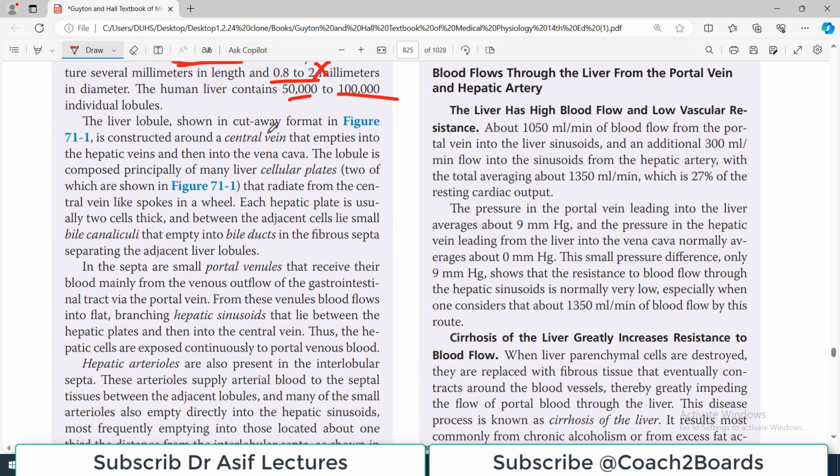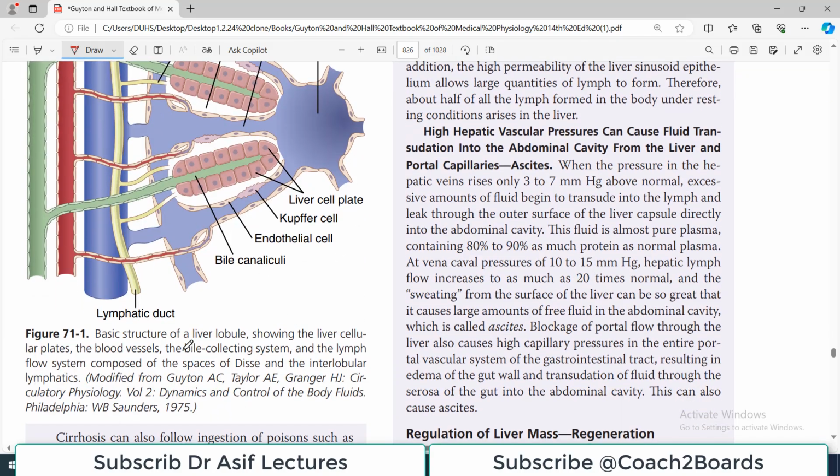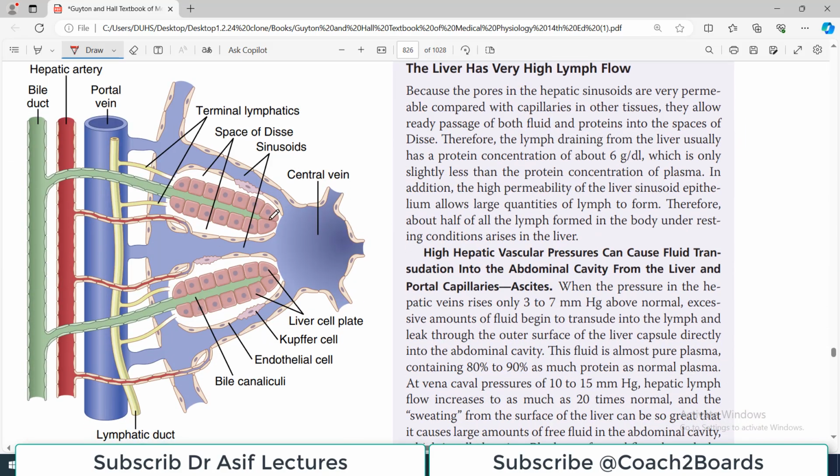The liver lobule is shown in cutaway in figure 17.1. Now we will see this diagram, the basic structure of a liver lobule. It is constructed around a central vein that empties into the hepatic vein and then into the vena cava. If you look at the diagram, there is a central vein and the lobule is constructed around it, and then towards the periphery we have the portal vein, the bile duct and the hepatic artery, and there are sinusoids between the cells.